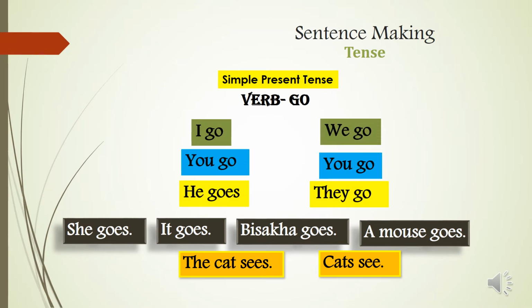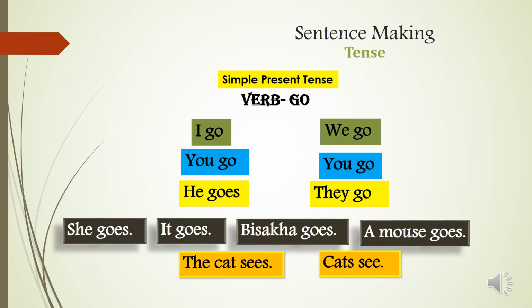Let's practice a general format of simple present tense with the verb go. Read with me. I go, we go, you go, he goes, they go. So this is actually a general format of simple present tense. You can replace the verb go with any other verb and it will make a sentence in simple present tense. No is, am, are, was, nothing is needed. Only the subject, I or we or you or any name, and the verb. Here the verb is go.